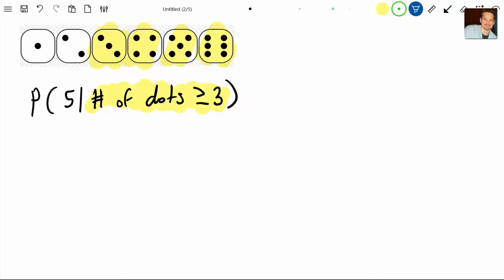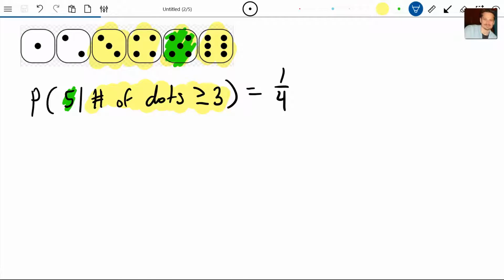The next part is, how do you take care of the 5? The 5 corresponds to the one that has 5 dots. Well, there's only one of them, this one right here. See this? So this tells you that the probability is equal to simply 1 out of 4. So the probability of a 5, given that the number of dots is greater than or equal to 3, is 1 out of 4. First, you mark the reduced sample space, and then you count out of that new sample space of only 4.